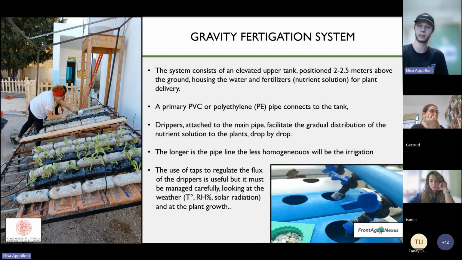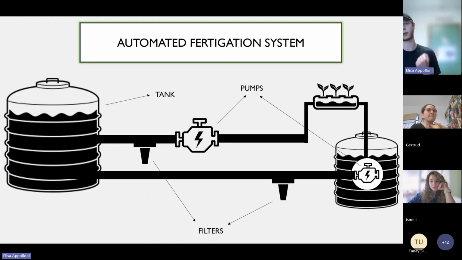To avoid it, in this system, it's very important, however, to use taps in order to regulate the flux of nutrient solution that is arriving to our plants. Otherwise, all the nutrient solution would just finish in 10 minutes. To solve these problems, we can have a higher degree of automation of our fertigation system using pumps.